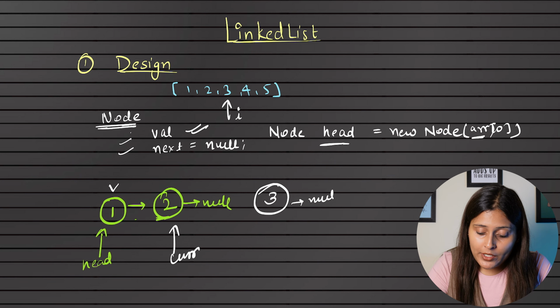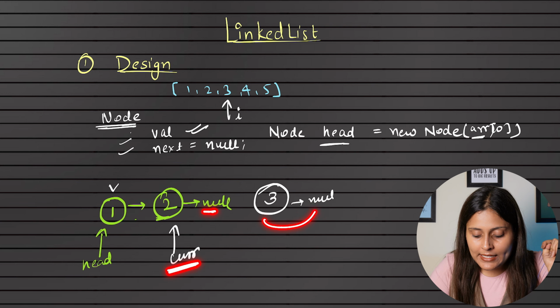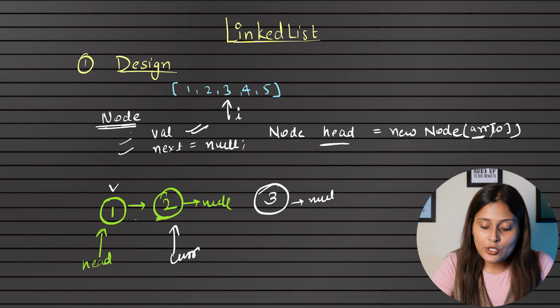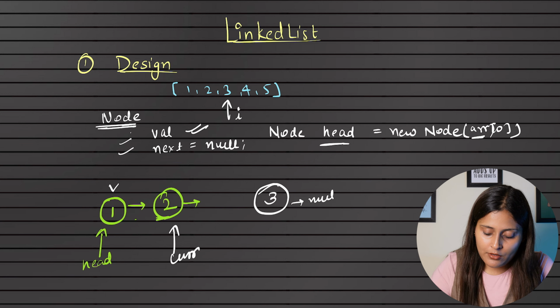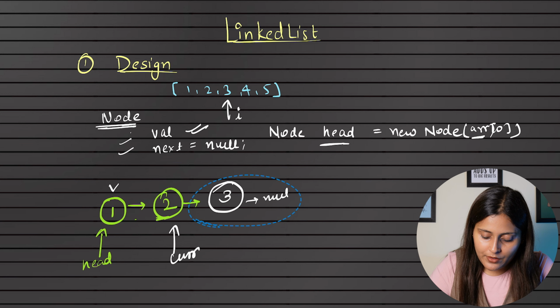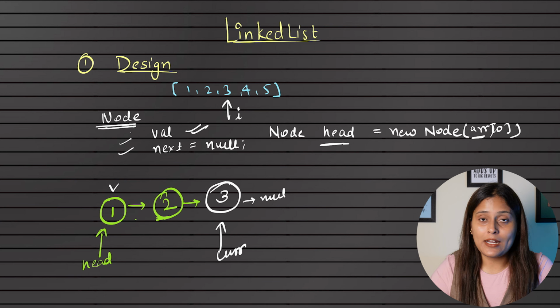Okay. Now what will we do? What is current? This is pointing to 2. What is current.next? This null address. So we will say at current.next, let's save this new node. So at current.next, we'll erase this and we will move this 3 here. Okay. And now again we want to move our current to current.next.